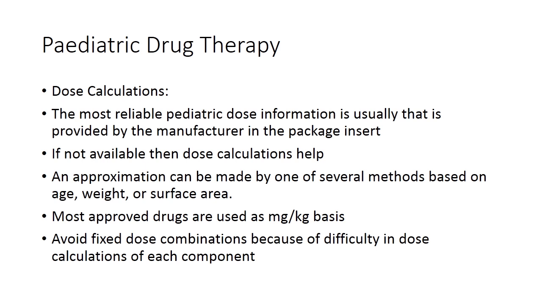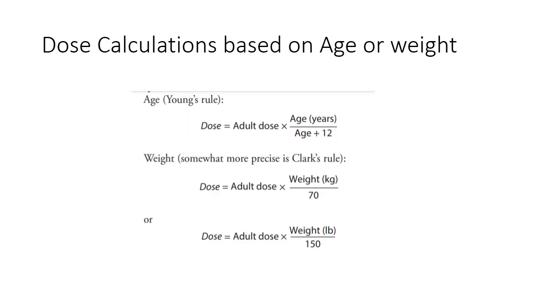Dose calculation in children. The most reliable pediatric dose information is usually available with the product package insert and that should be consulted. When it is not available, then approximate dose calculations can be done by various formulae. These calculations are based on age, weight or surface area. In general, approved drugs with a wide safety margin can be given on a milligram per kg basis with specific information on pediatric dosing. Avoid fixed dose combinations because there will be difficulty in calculation of the dose of each component.